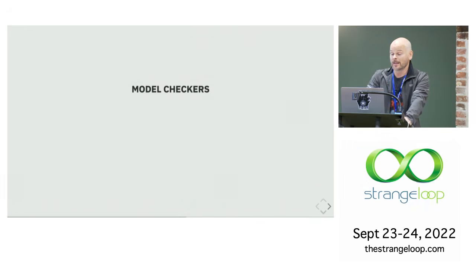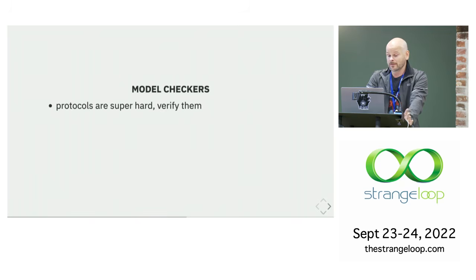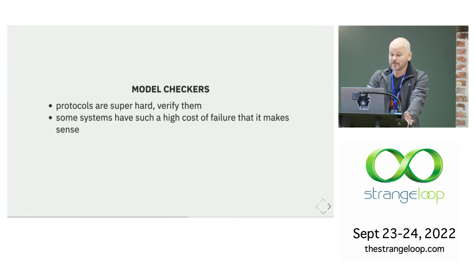Now, I will make an exception here for model checkers because, you know, protocols are super hard. It's a good idea to try to verify them. I've used Coq and TLA+ for these kinds of things in the past. And some systems do have such a high cost of failure that it makes sense to use them. Like if you're doing some kind of horrible cryptocurrency thing where you're likely to lose $1 billion worth of something coin, then you maybe want to use some kind of verifier to make sure you're not going to screw it up.